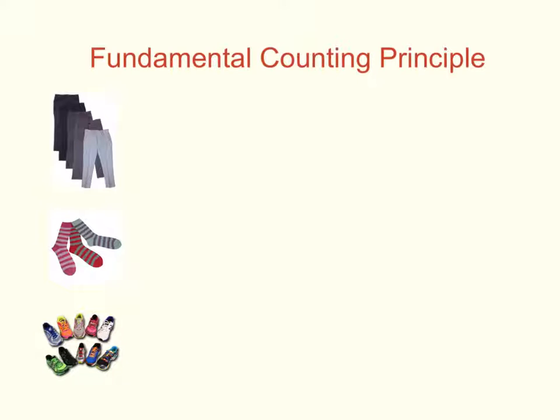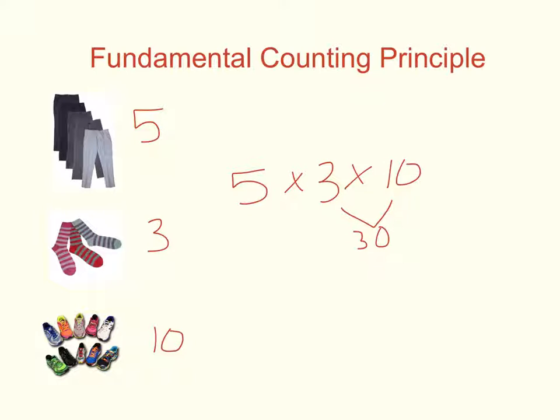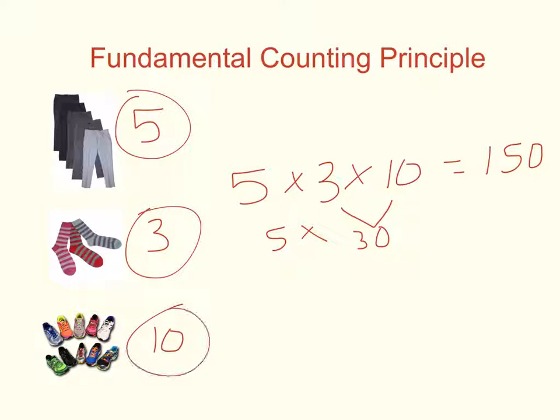So let's use the fundamental counting principle to see how many different combinations a person could wear if they had 5 different pairs of pants, 3 different colors of socks, and 10 different types of shoes. So the fundamental counting principle says there are 5 possible outcomes for pants, 3 for socks, and 10 for shoes, which says that to find the total number of outcomes, I could just multiply those numbers together. So 3 times 10 is 30, and 30 times 5 would be 150 possible combinations for 5 pairs of pants, 3 different pairs of socks, and 10 different pairs of shoes.